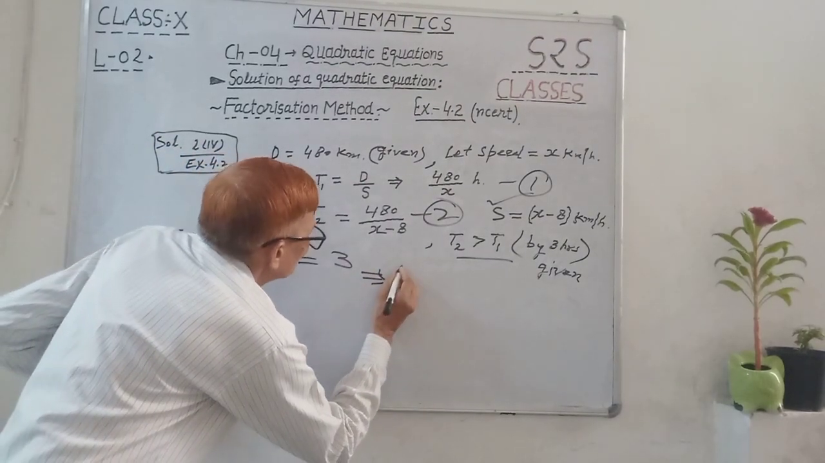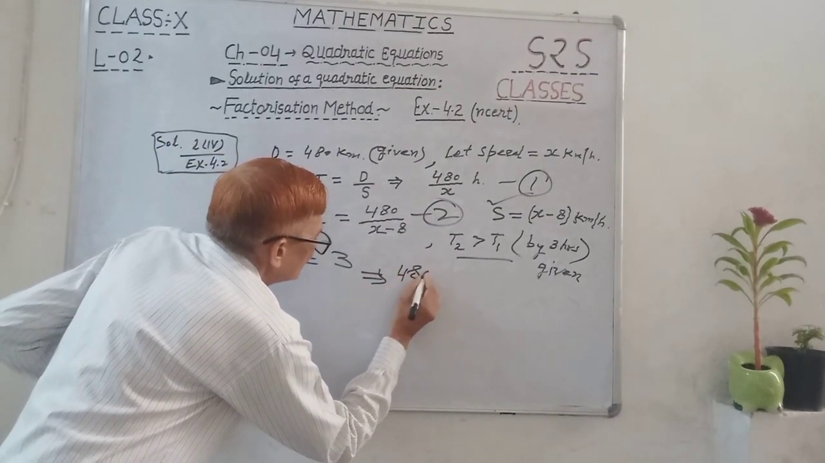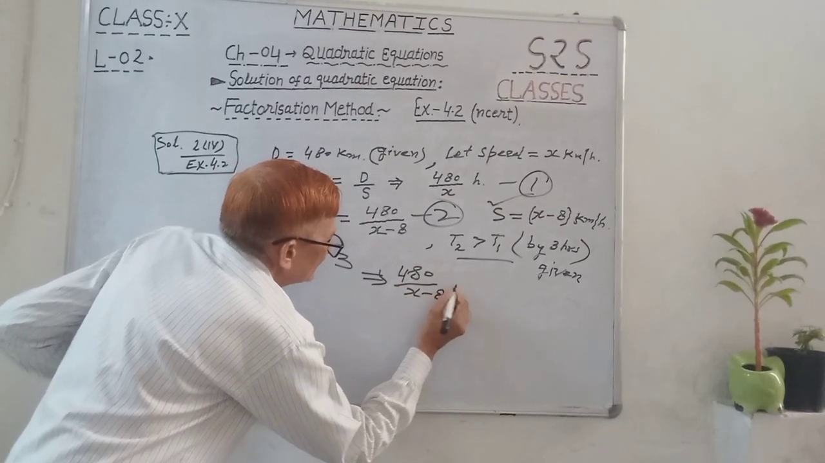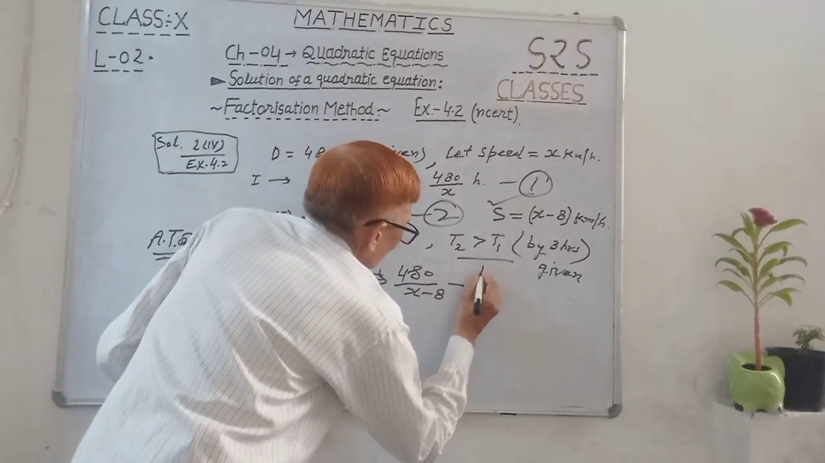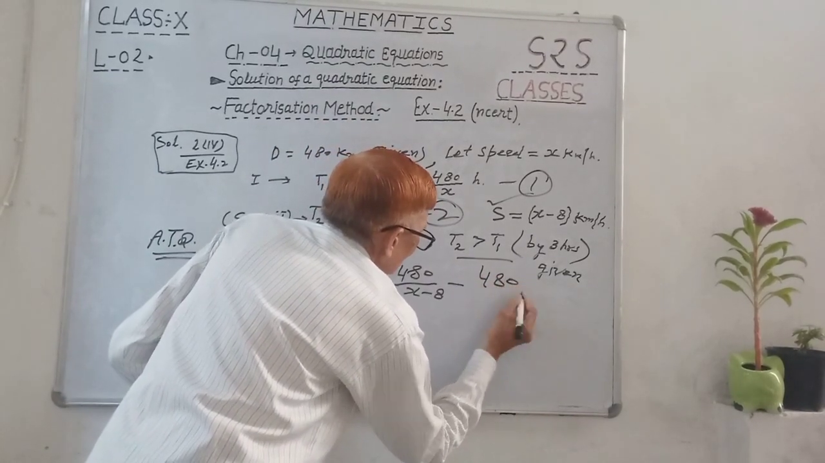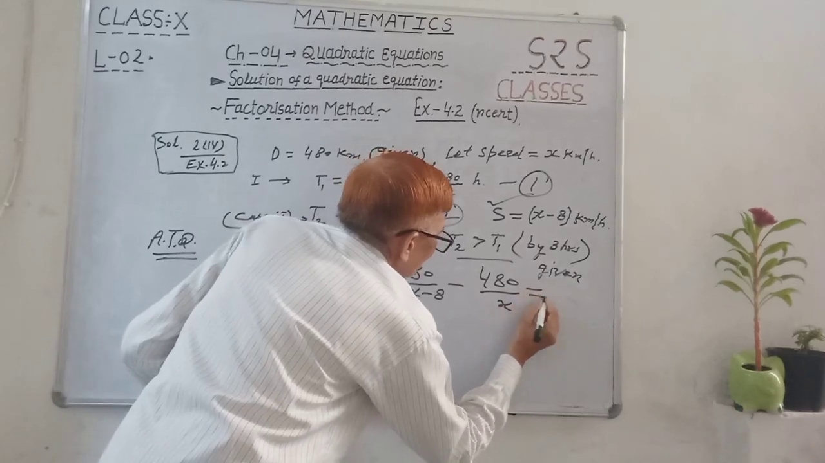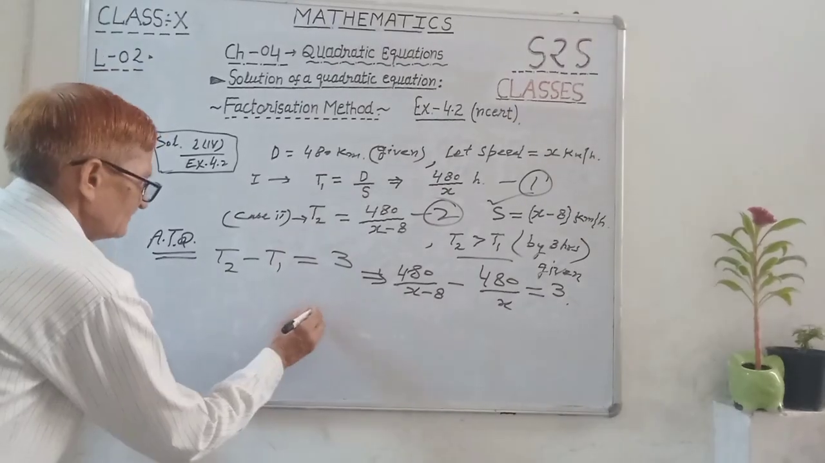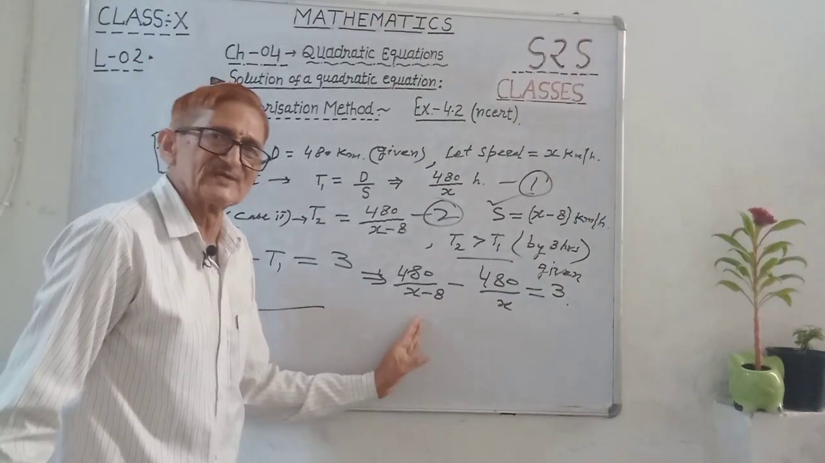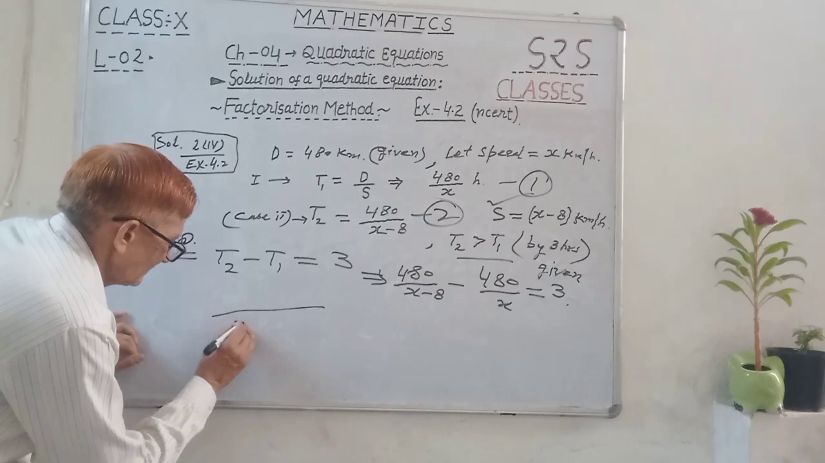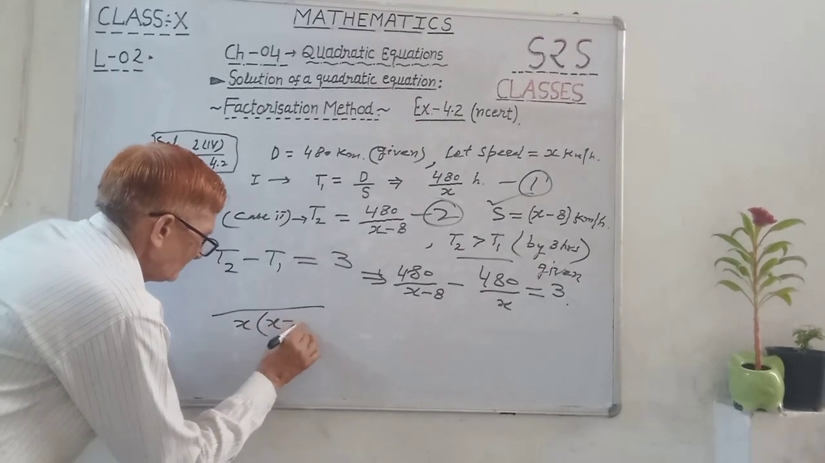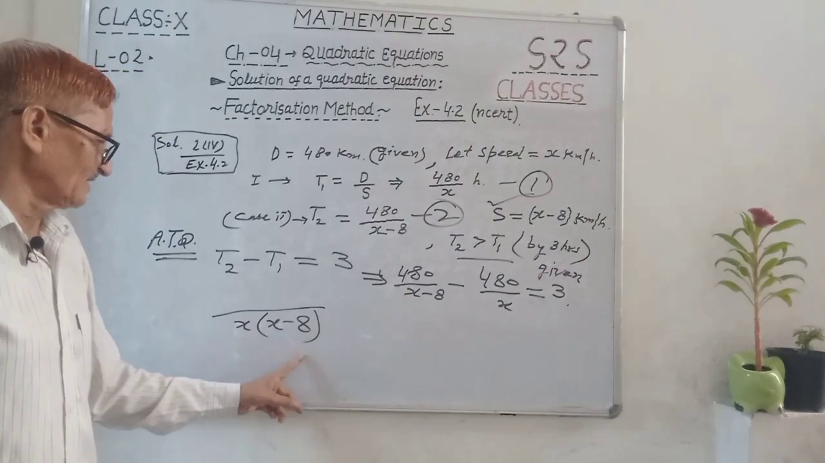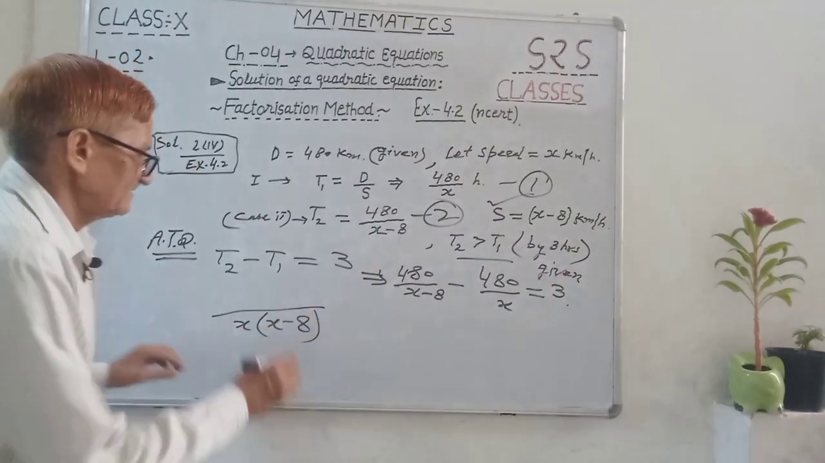So this implies 480 upon x minus 8 minus T1, 480 upon x is equal to 3 hours. Okay? Now simplify. How can we simplify? Take the LCM of the denominators. Subtraction is there. The LCM is x into x minus 8. Multiply both the numerators by the LCM, then divide by x minus 8 into the LCM. Then x will be left, x multiplied in the numerator.